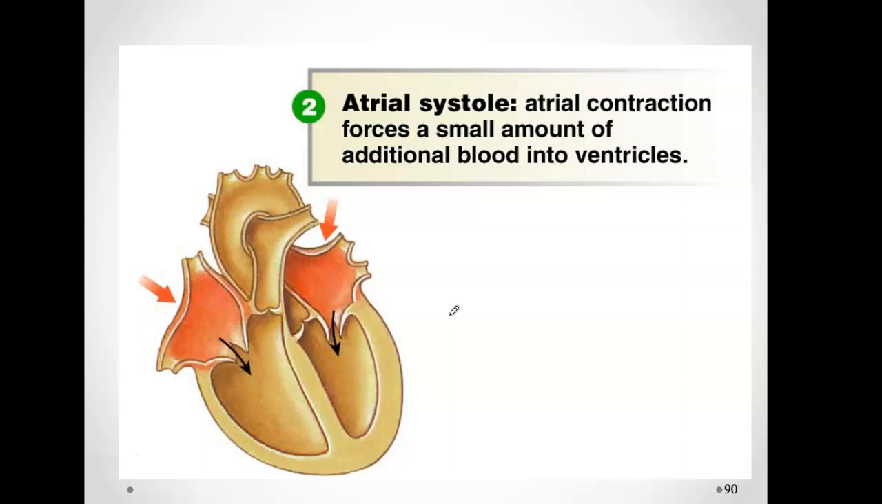Atrial systole. So systole here is contraction. So atrial systole is, this is quite full and these contract. When they contract, they're going to force the blood down into the ventricles. Not just by the weight of the blood, but now the active contraction. So any extra blood that's in there that didn't already drop will move due to that contraction.